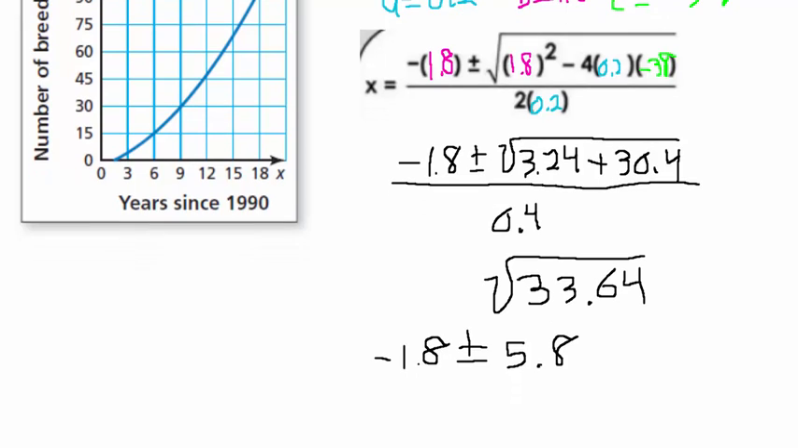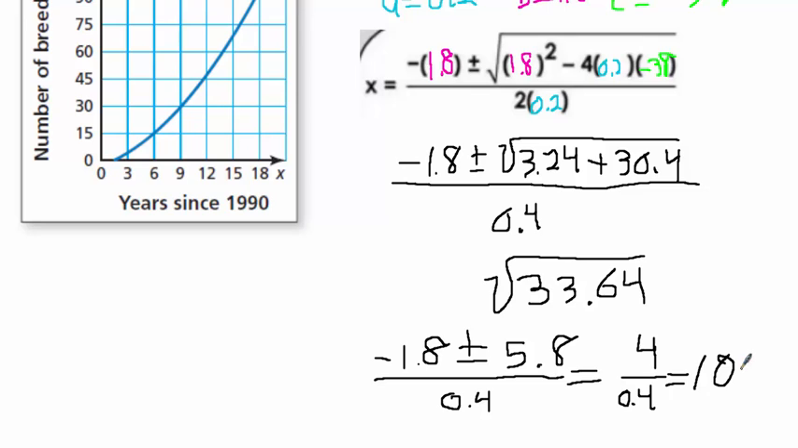But if I subtract 5.8 from a number that's already negative, I'm going to get a negative number that's not in the range of my graph. So I'm actually just going to do the positive one. And I have to do the numerator first. That becomes 4 divided by 0.4 is 10. And in this case, it is years. Since 1990, so 10 years after 1990 would be in the year 2000.